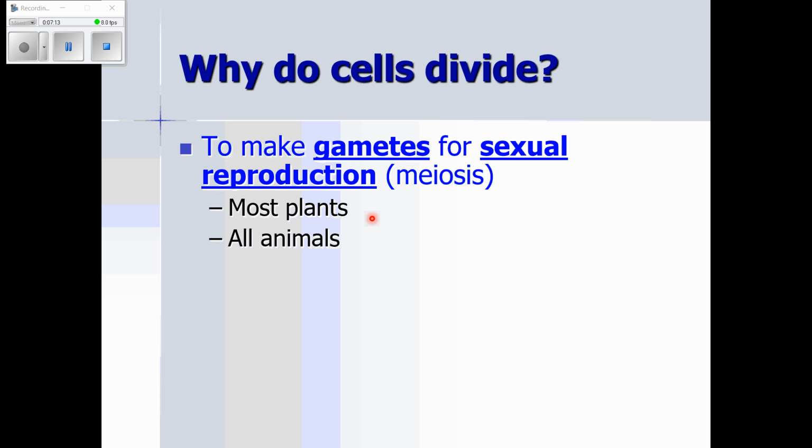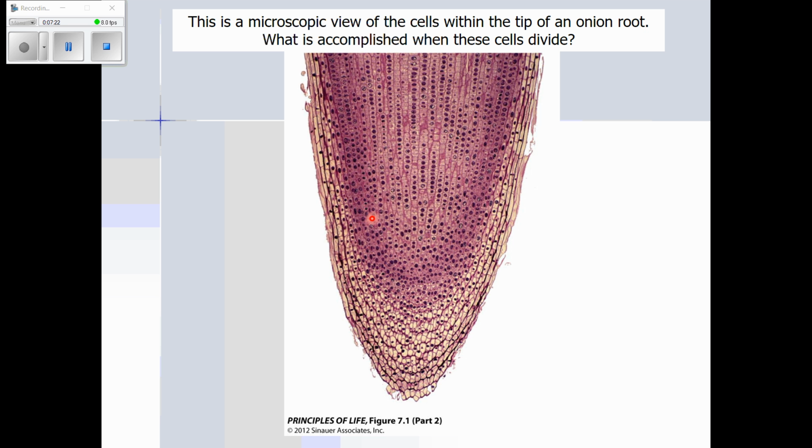So the first two reasons why cells divide are centering on reproduction, but of course reproduction is not the only reason why cells divide. Look at this image here.